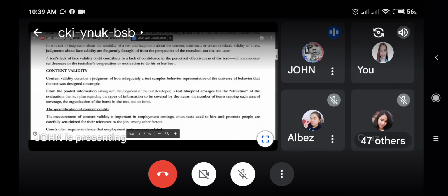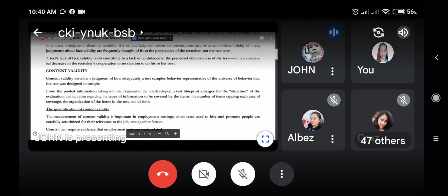Okay, moving on is content validity. When we talk about content validity, it describes a judgment of how adequately a test sample's behavior is representative of the universe of behavior that the test was designed to sample. It has something to do with how the test will be measuring the behavior you intend to measure. Are all the items of the test a measure of that particular behavior?